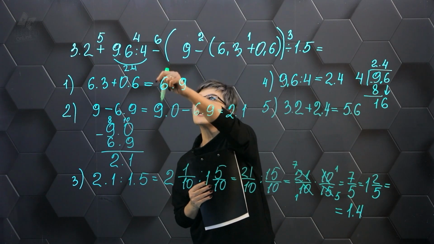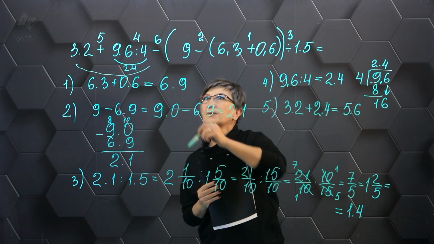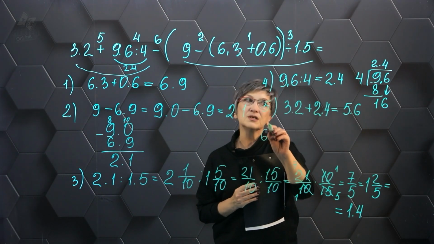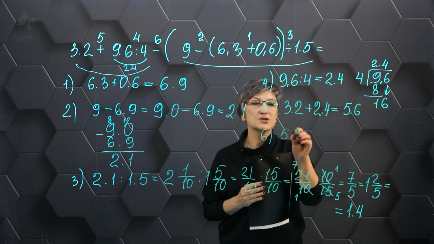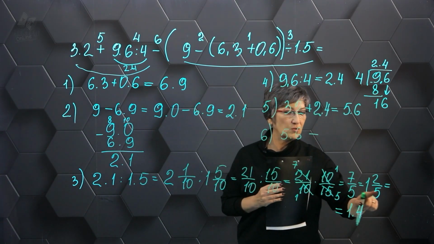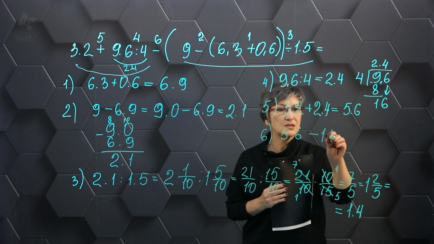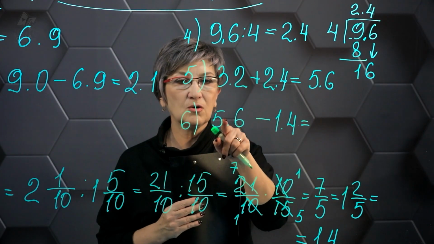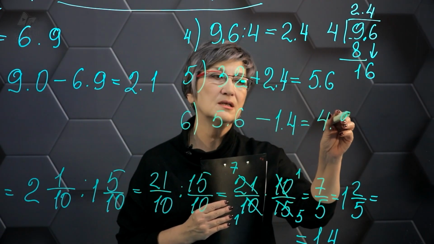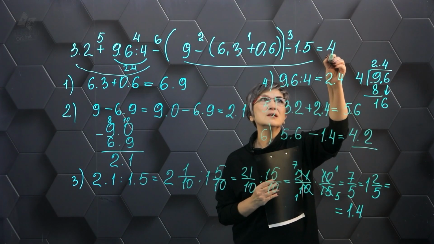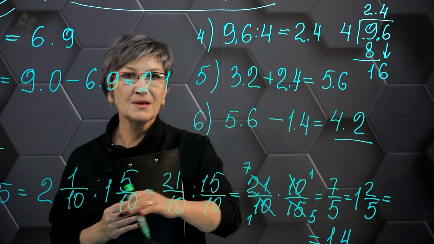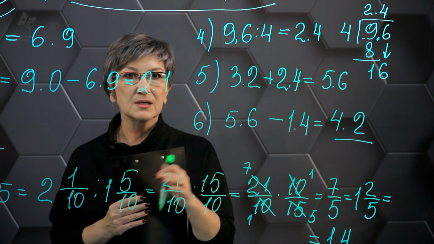And the final step, I must subtract the result of the 3rd step from the result of the 5th step. So the 6th action is 5.6 minus the result of the action where I divided by 1.5. That would be 1.4. Performing subtraction, from 5.6 I subtract 1.4. That's 4.2, which would be the answer.